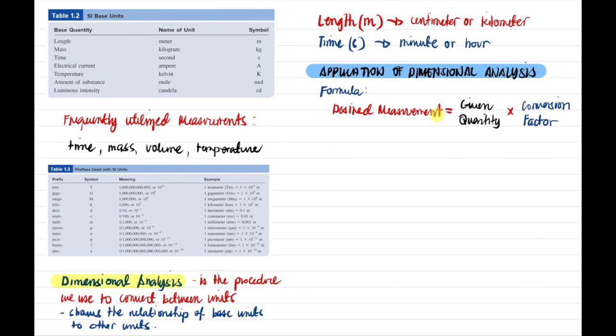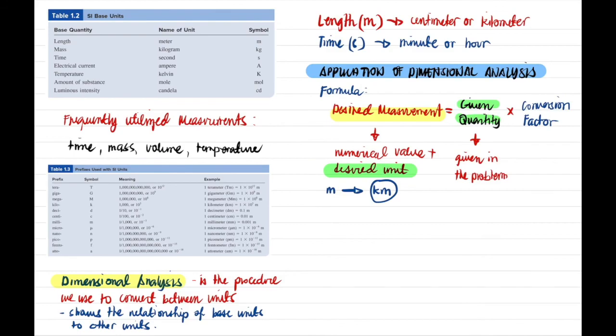Kapag sinabi nating desired measurement, ito yung gusto mong ma-achieve na numerical value and desired unit. Ano ang desired unit? Halimbawa, mula sa meter, gusto mo maging kilometer ang unit. So your desired unit is kilometer. Next, given quantity is the given measured quantity in the problem. Halimbawa, convert 15 centimeters to unit meter. Yung 15 centimeters ang given quantity. Lastly, the conversion factor. Conversion factor is the equivalence of a specific unit to another unit.